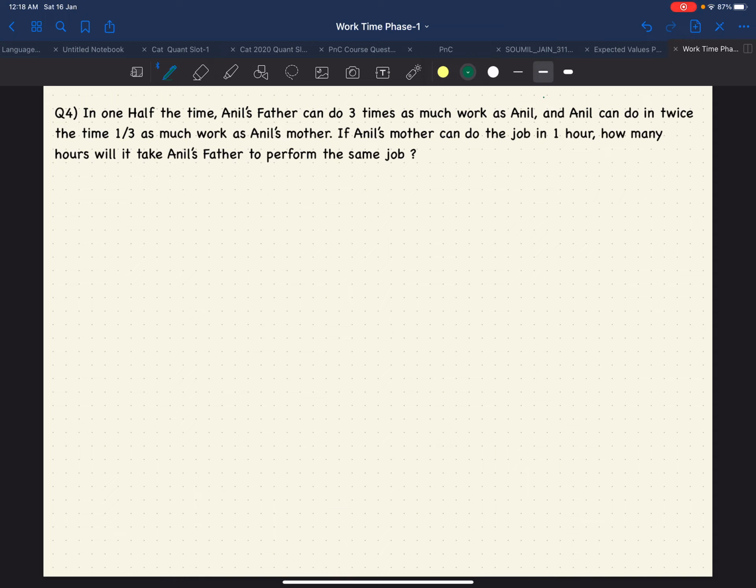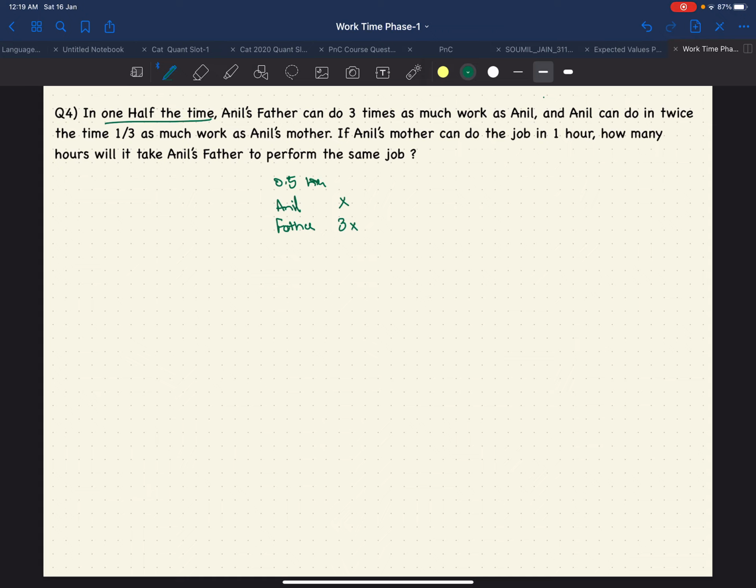Okay, moving to the next question. We are given in 1/2 the time, Anil's father can do 3 times as much work as Anil. So let's take 0.5 hour, Anil versus father. In 0.5 hour, Anil's father can do 3 times as much work as Anil. So Anil does x. But it's not about 0.5 hour, it's half the time.